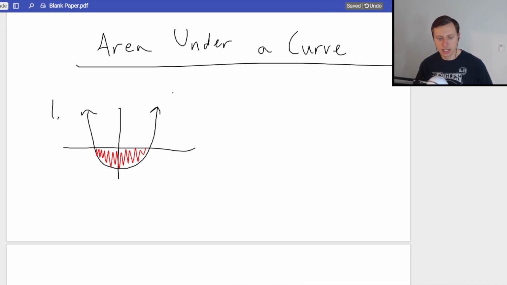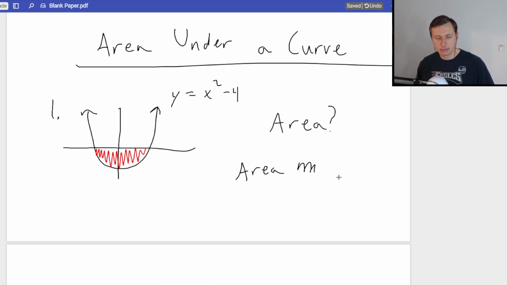And the function is y equals x squared minus 4. Notice here, this area is clearly negative, right? But if I'm asking you to find area, then I want it to be positive. Area must be positive. That's just a rule of area.